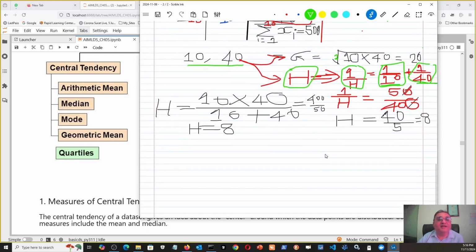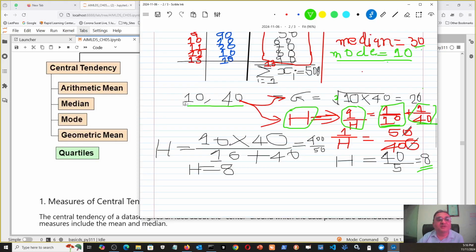Now, if I simplify this, clearly the LCM is 40, so you can write 4 plus 1, 5, divided by 40. That is the reciprocal of the harmonic mean. So H would be 40 by 5, and therefore H would be 8. So the harmonic mean of these two observations is 8.